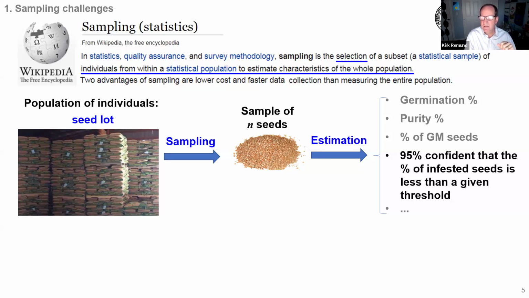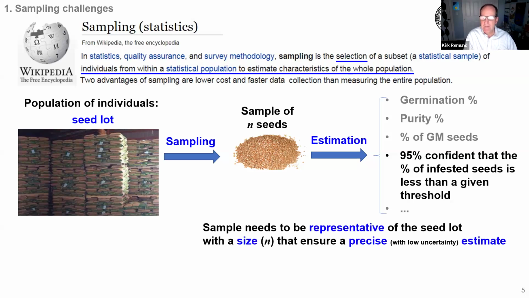Again, back to that seed lot, we could be measuring various properties. It could be germination, physical purity, percent GM seeds in terms of adventitious presence or low-level presence, or on the other side, if it's a GM variety, it could be trait purity. But for us today, we're more interested in seed health properties. So we may want to make a statement that we're 95% confident that the percentage of infested seeds is less than some given threshold, or level of detection.